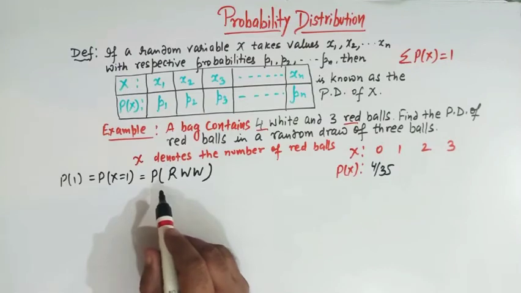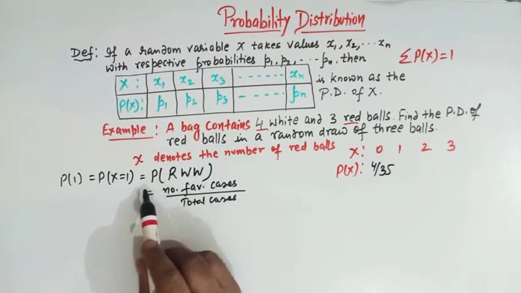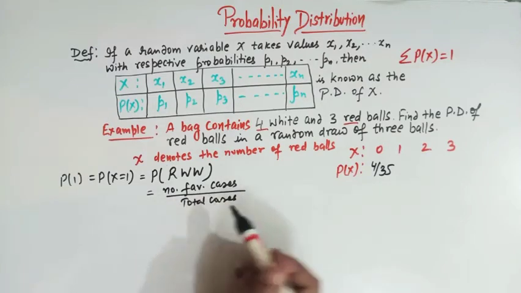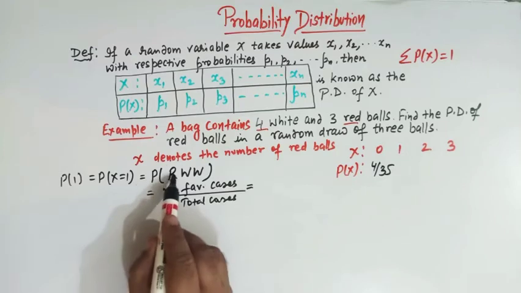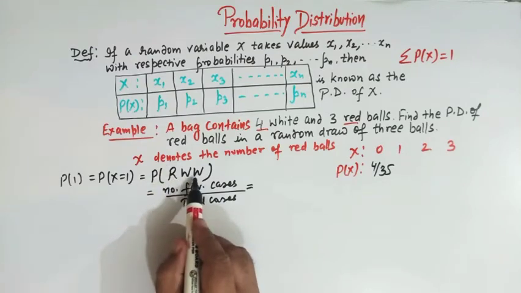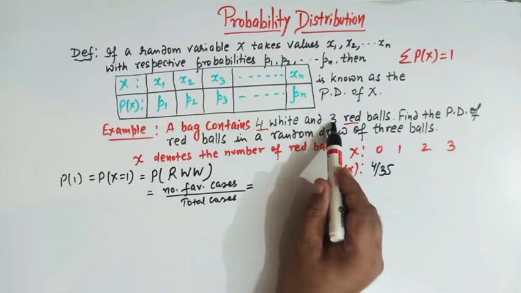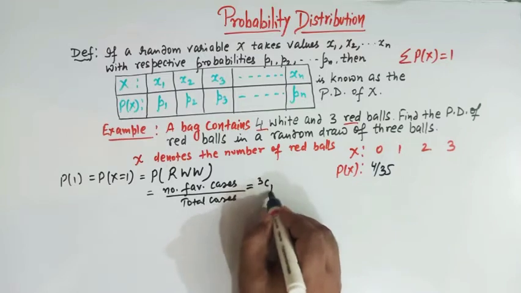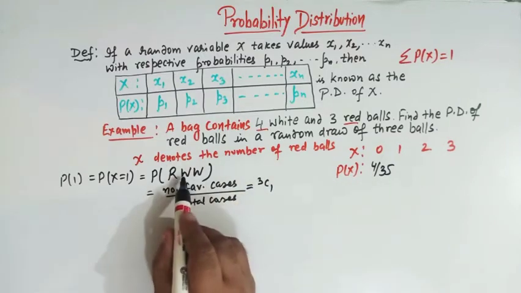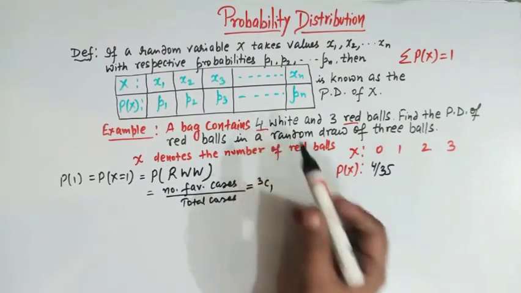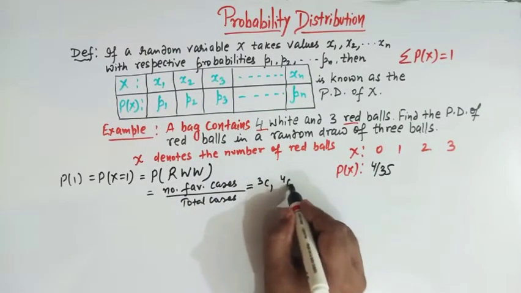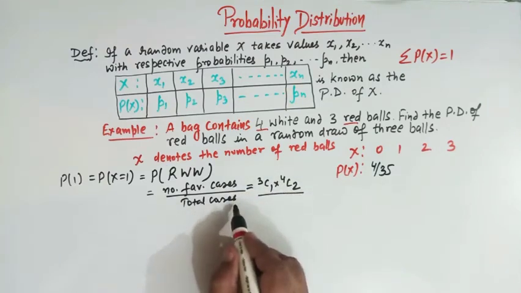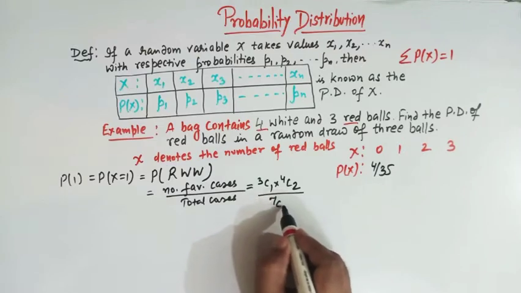So here again, applying the definition of probability, that is number of favorable cases divided by total number of cases, we have to find the probability of getting one red and two white balls. So one red ball can be selected out of three red balls by 3C1 ways, and two white balls out of 4 can be selected in 4C2 ways, and here we have the multiplication sign, and the total number of cases would be 7C3, right?